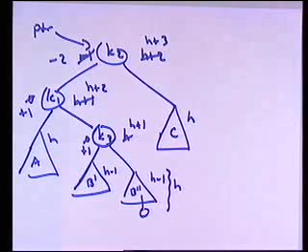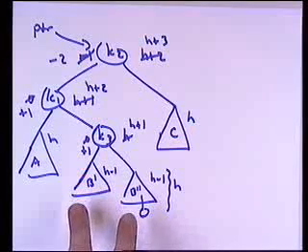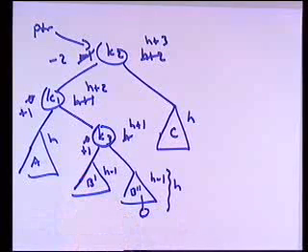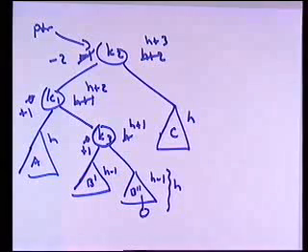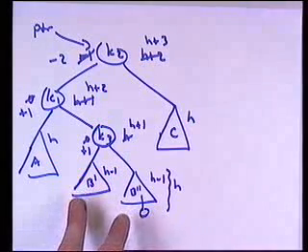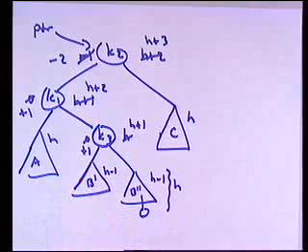It can't be K2. Both of these are less than K2. So they can't be on different sides if K2 is the root. It also can't be K1. Both of these are greater than K1. So if K1 is the root, then both of those have to be on the right. However, K3 separates these. One of them is less than K3. One of them is greater than K3. And that tells us that if K3 was the root, this would work.